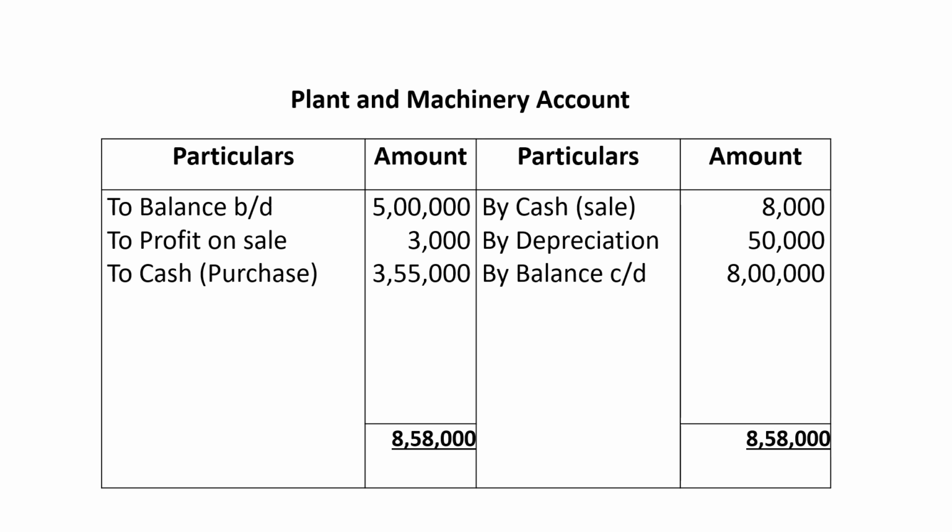Profit on sale of machinery is 3,000. Debit this amount in the plant and machinery account. Then deduct 5,03,000 from 8,58,000. Then we will get 3,55,000. This value is considered as purchase of plant and machinery during the year.